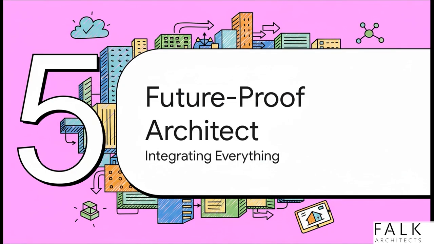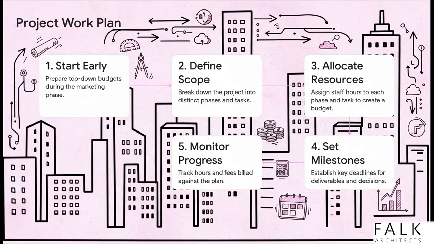And this is where it all comes together. We've seen how the architect manages people, how they use data, and how they get ahead of risk. The truly future-proof architect is the one who can masterfully weave all of these threads together into one seamless process. So how does this actually work day to day? It all comes down to the project work plan. This thing is the absolute nerve center of the project.